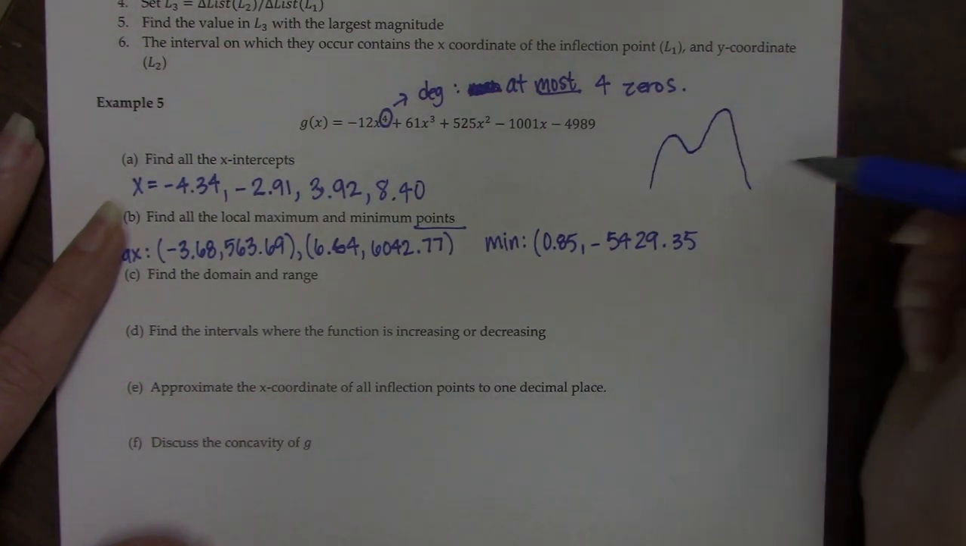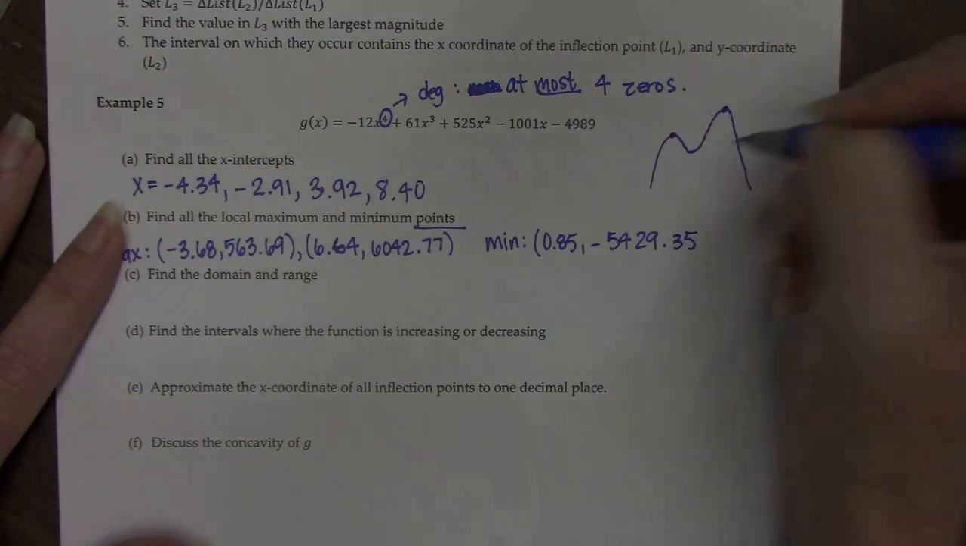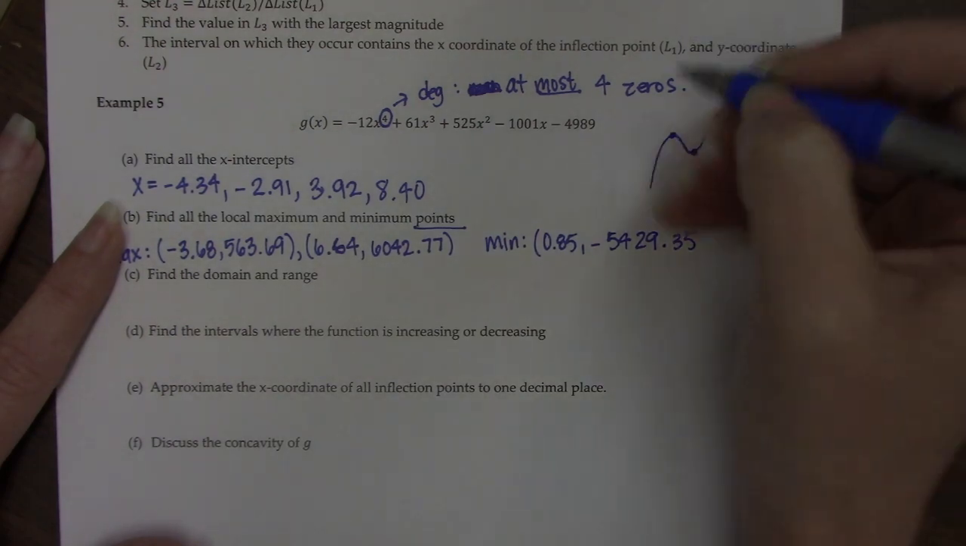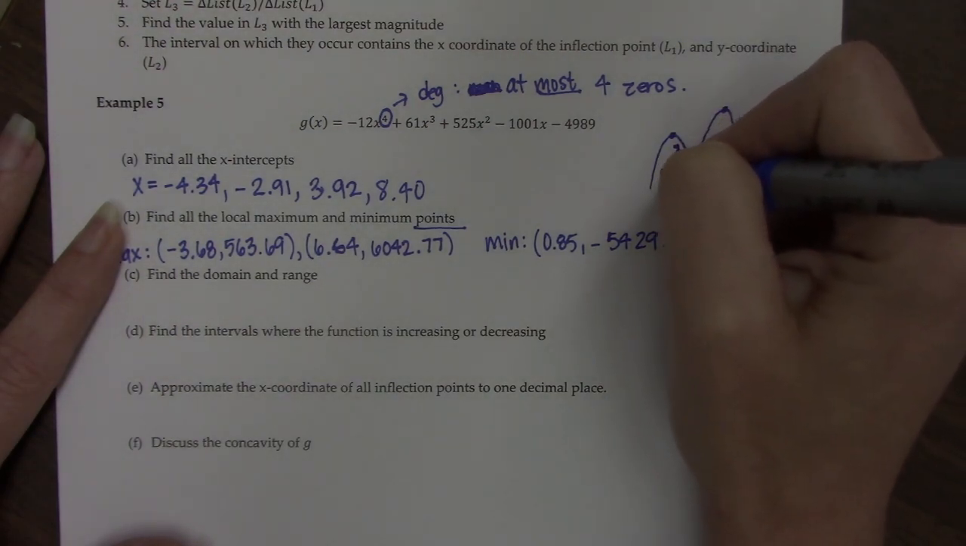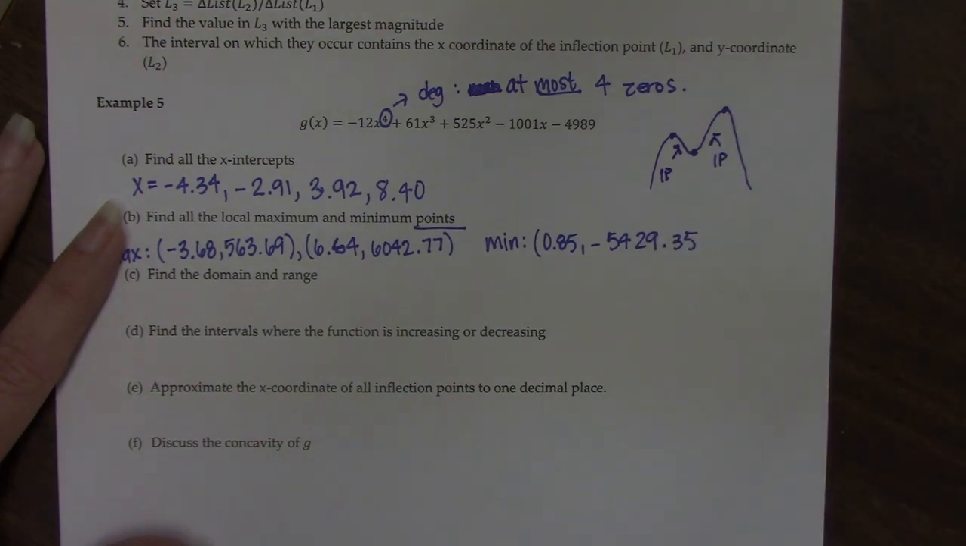So if I do a little sketch here, right, my function looked like this. So there was a local max, there was a local max, there was a local min, and in between these maxes and mins, I should have an inflection point occur in there.